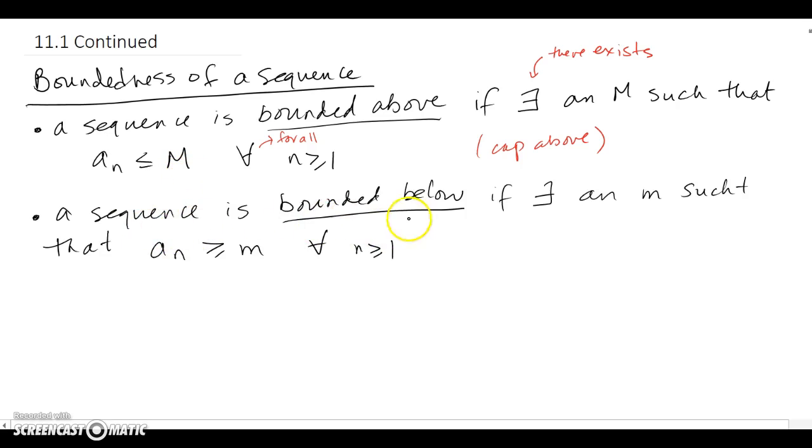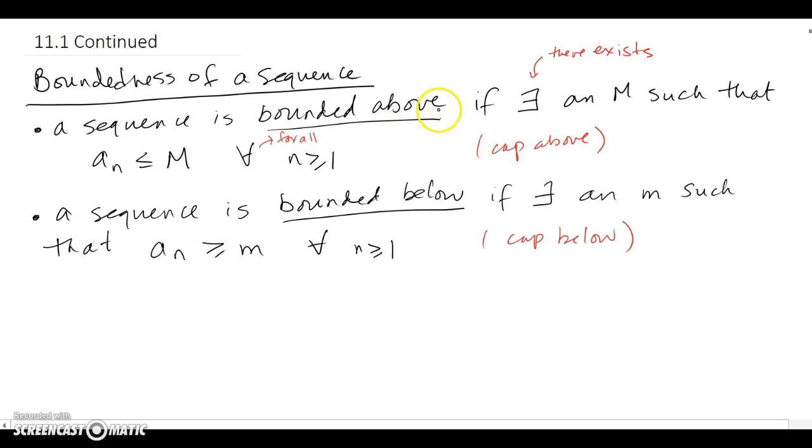A sequence is bounded below if there exists an m such that a sub n, all the terms of your sequence, are always bigger than this value m. So from the beginning until going on forever and ever, they always stay above this value m. And so you can think of this as you have a cap below for your sequence.